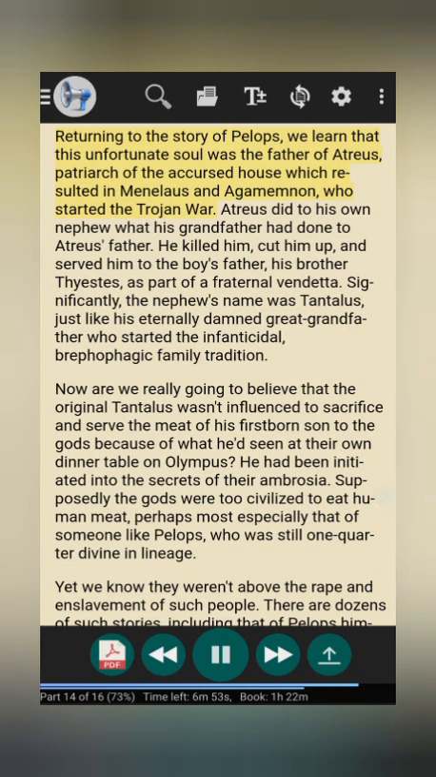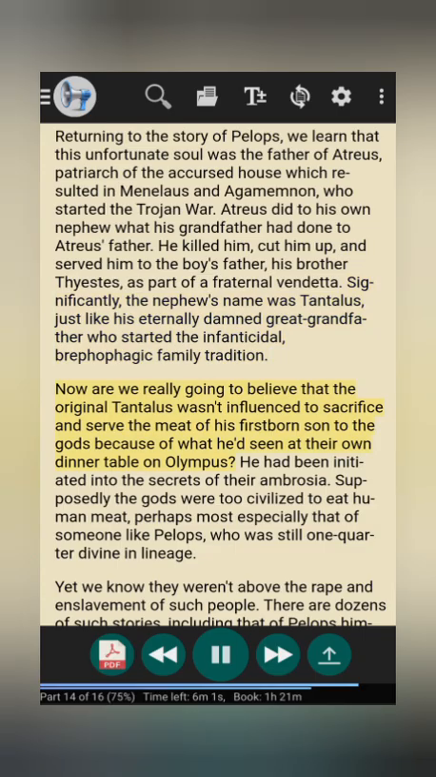Returning to the story of Pelops, we learn that this unfortunate soul was the father of Atreus, patriarch of the accursed house which resulted in Menelaus and Agamemnon, who started the Trojan War. Atreus did to his own nephew what his grandfather had done to Atreus' father. He killed him, cut him up, and served him to the boy's father, his brother Thyestes, as part of a fraternal vendetta. Significantly, the nephew's name was Tantalus, just like his eternally damned great-grandfather, who started the infanticidal, brephophagic family tradition.